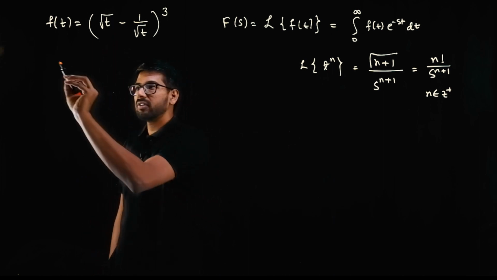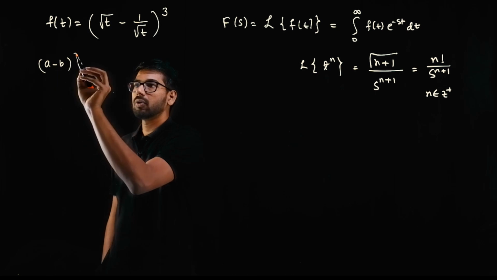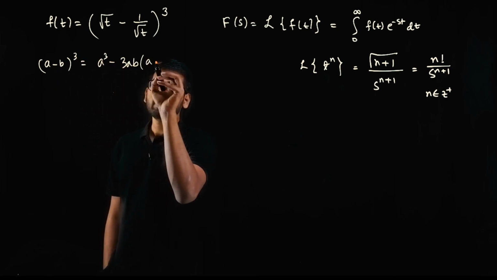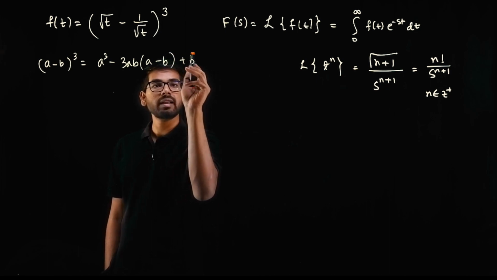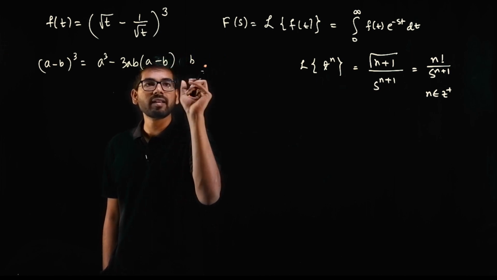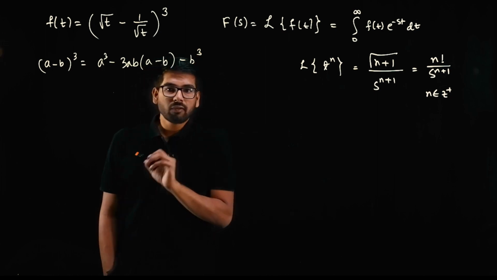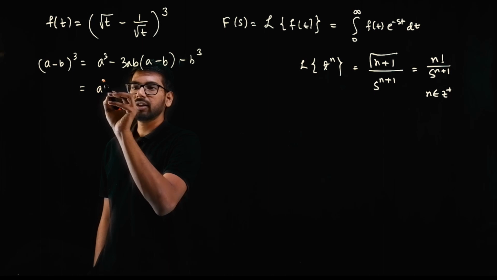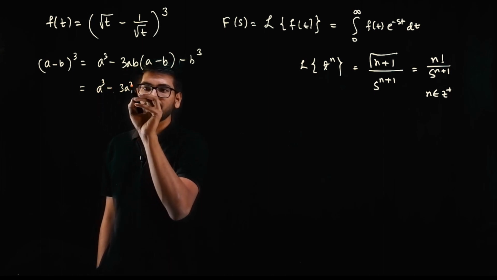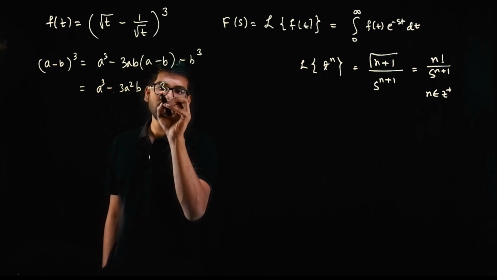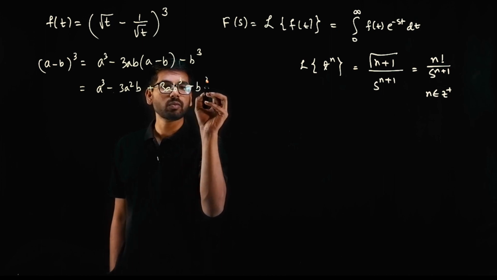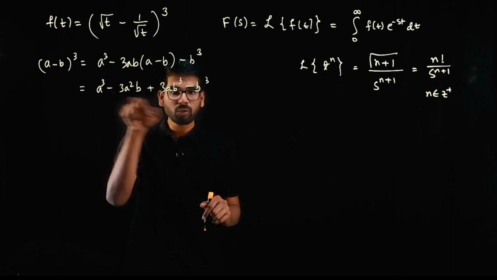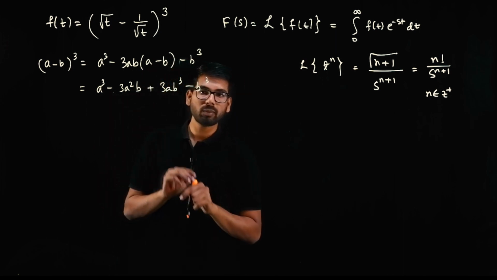A minus b whole cube. What is the formula for a minus b whole cube? It is a cube minus 3ab(a minus b) minus b cube. So this is the formula for (a minus b) cube that you have learned in algebra very long ago. Let me rewrite this as a cube minus 3a square b plus 3ab square minus b cube. I did not directly write this formula because it's easier to remember, but this is easier to solve. So that's why I wrote both the formulas.